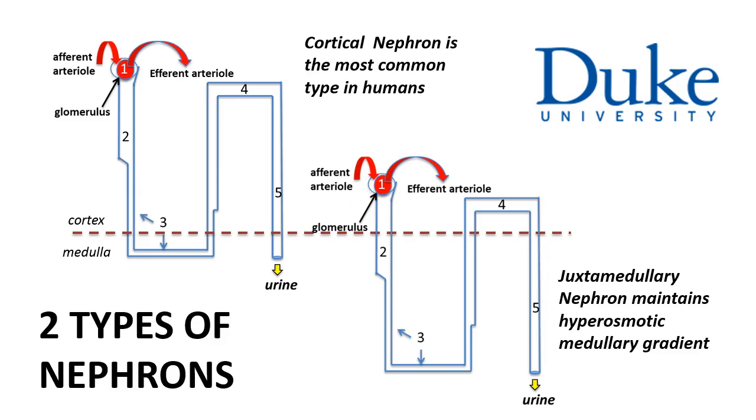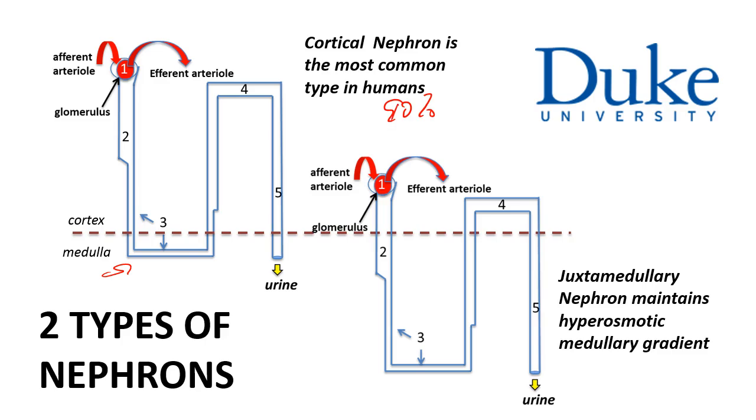Now, there are actually two different types of nephrons present within the human kidney. 90% of the nephrons in the human kidney are almost completely located within the cortex. They have very small amounts of the tubules, that is the loop of Henle, dipping down into the medulla. So these are predominantly located in the cortex and are called the cortical nephrons. And that's 90% of the nephrons in the human kidney.